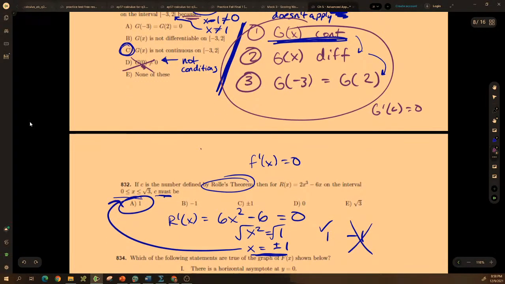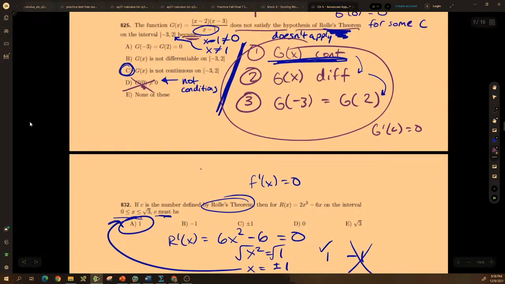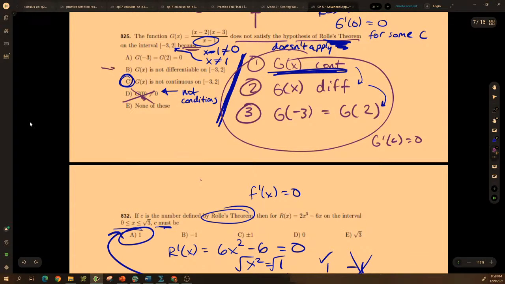So hopefully that answered your question. I'm not sure if you were talking about why B is not correct as well, because this is one sometimes students want to pick. But like I said, just go in order. g of x needs to be continuous first, then g of x needs to be differentiable, and then the endpoints need to equal each other. Those are the conditions.